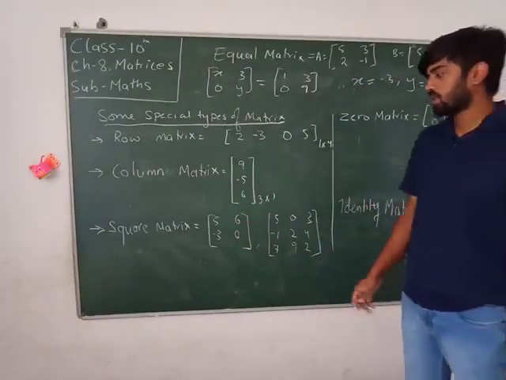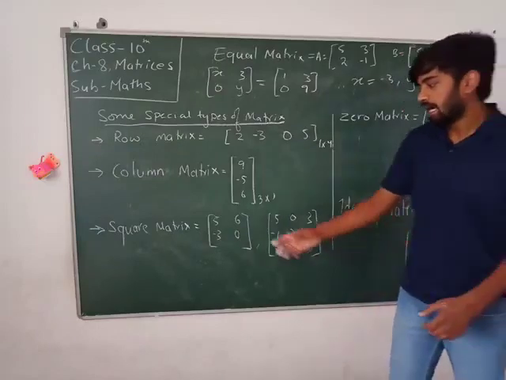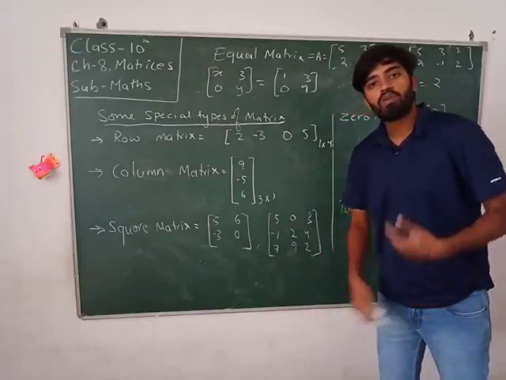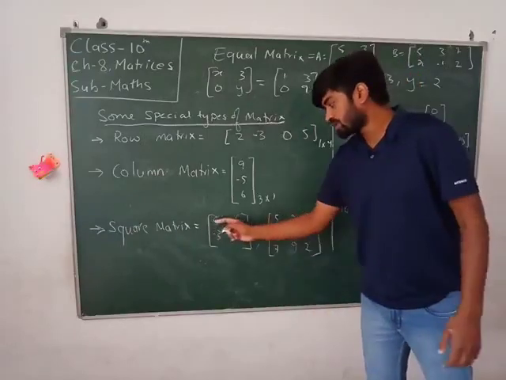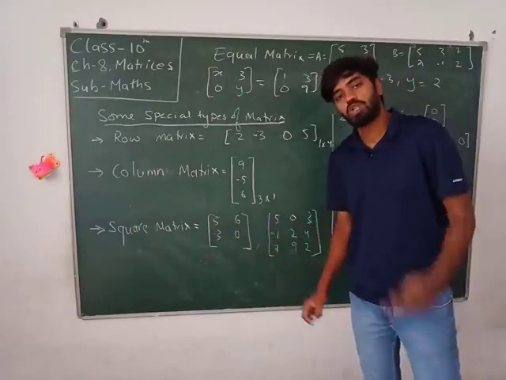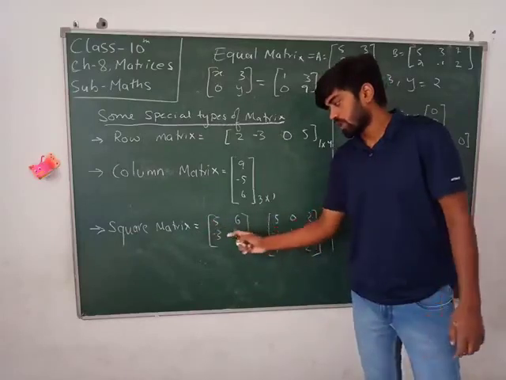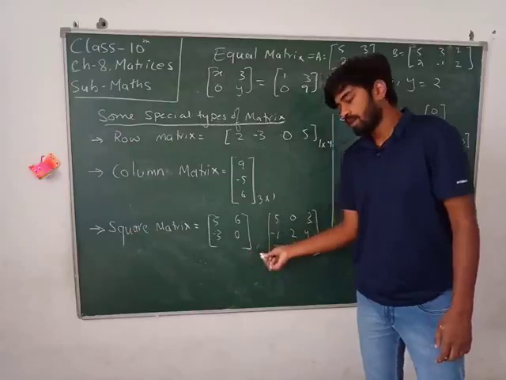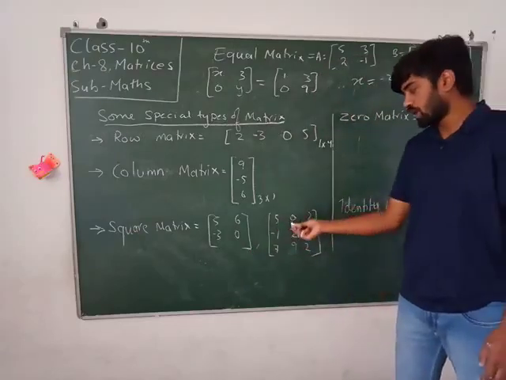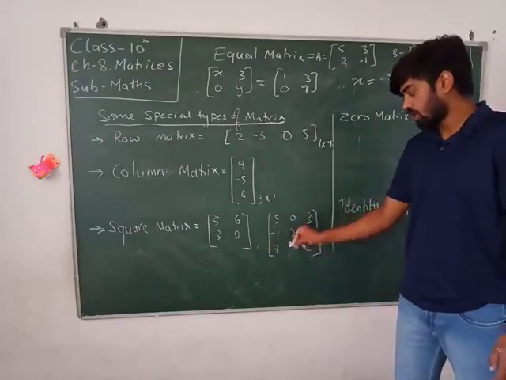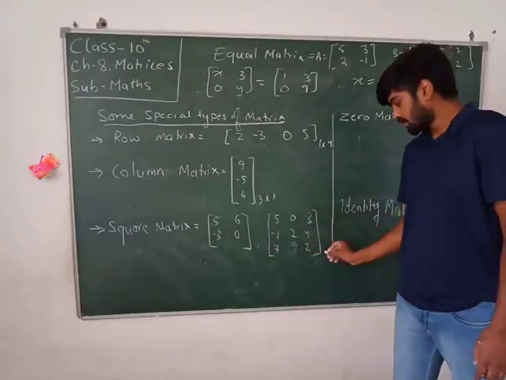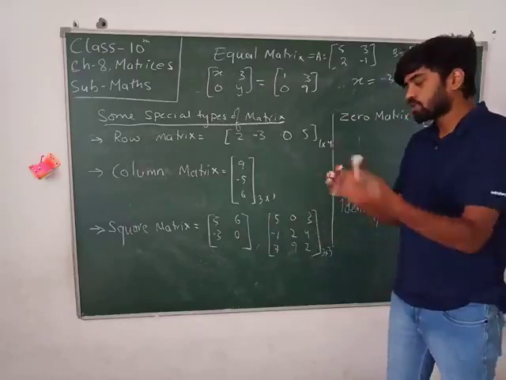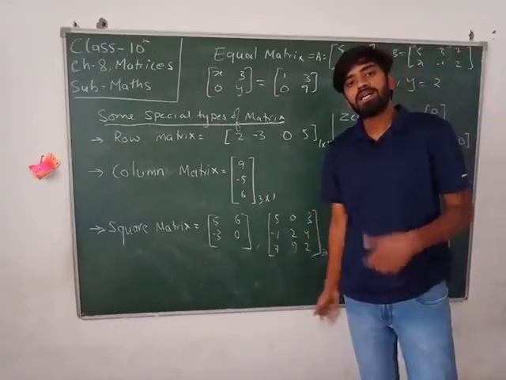What is a square matrix? A square matrix is basically a matrix that is 2 into 2, 3 into 3, 4 into 4, 5 into 5. So for example, what is the order of this? How many rows do you see? 2. How many columns? 2. So the order of this is 2 into 2. What is the order of this? How many rows? 1, 2, 3. How many columns? 1, 2, 3. So the order of this is 3 into 3. So this is called a square matrix. It forms a square. Okay, that's why it's called a square matrix.